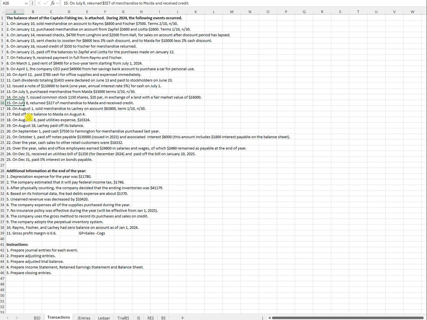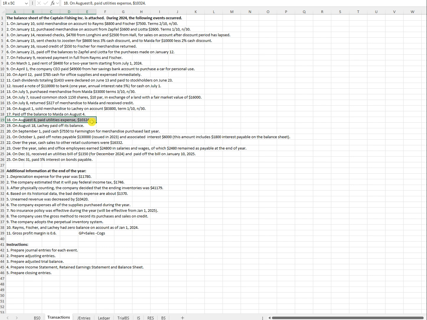Number 17, paid off the balance to the vendor. Okay, so no question about it. Make sure that nothing happened to the discount, right? So you can verify that we have passed the discount period, which is 10 days after this purchase. If that's over 10 days, I don't count the discount anymore.